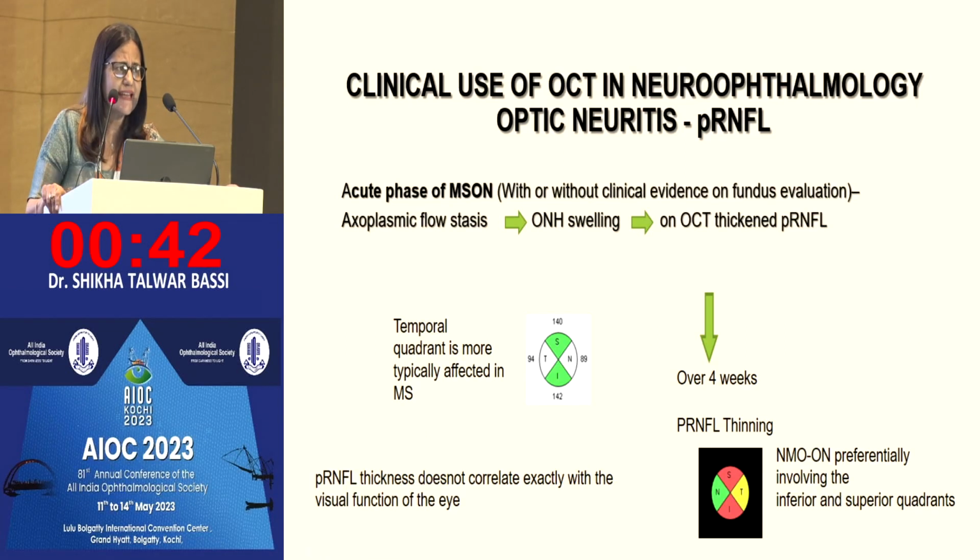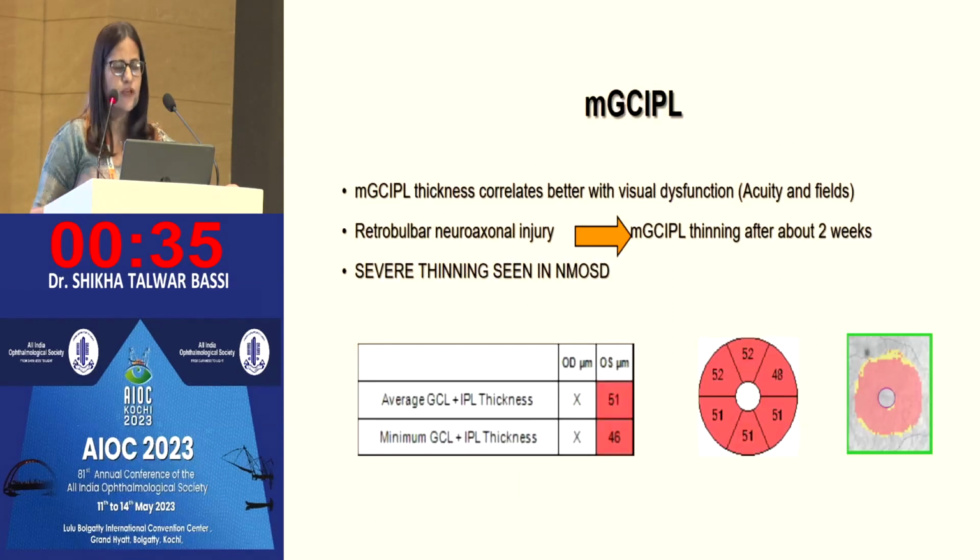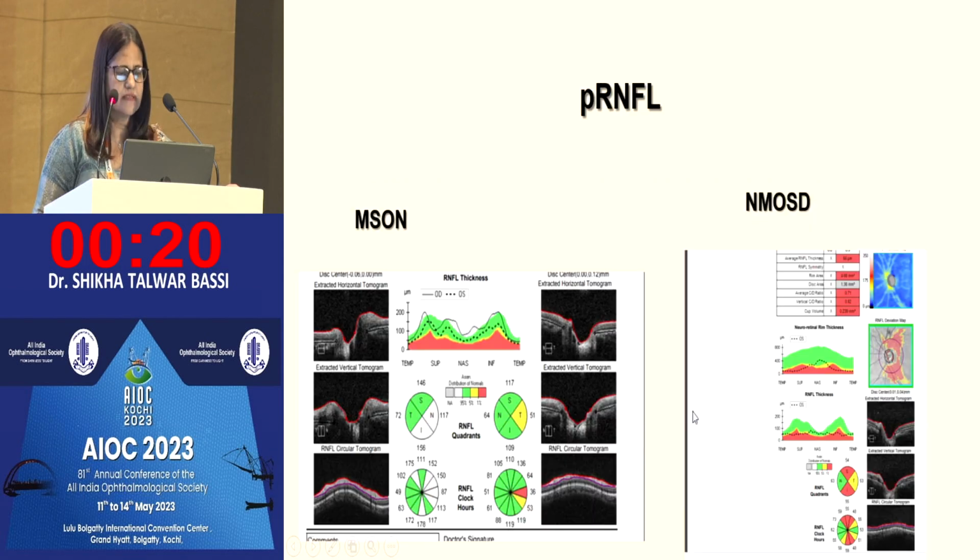But one thing is that RNFL thickness does not correlate with either the visual acuity or the visual fields. What correlates better with these is the GCC thickness. This takes around 2 weeks to show up as GCC thinning. And one thing that has been noticed is that severe thinning is seen in NMO spectrum disorders. Now, let's look at some cases. This is a case of MS optic neuritis on the left side.